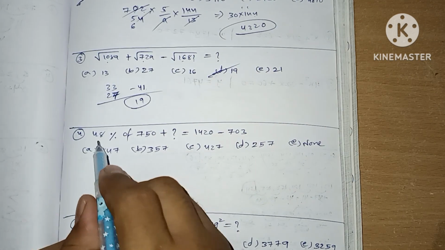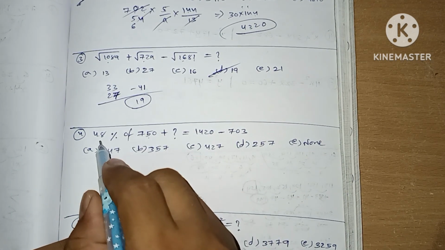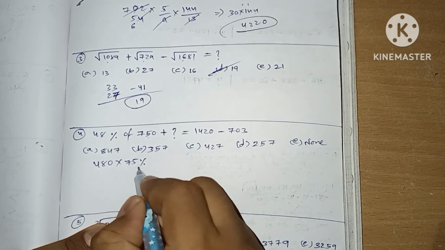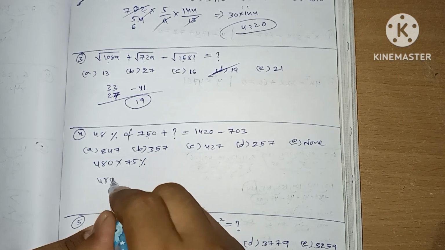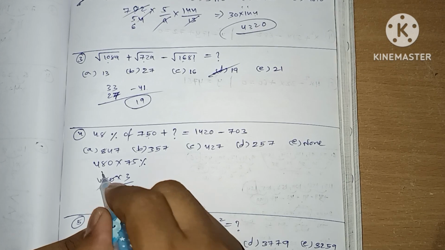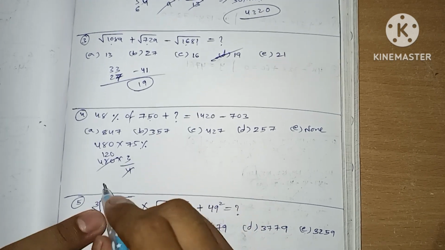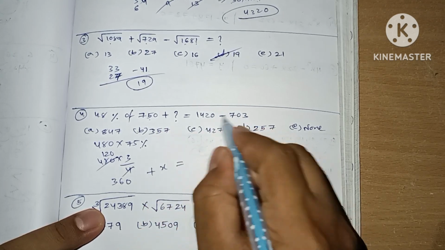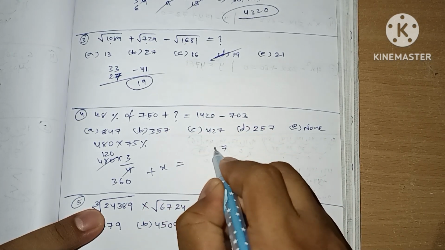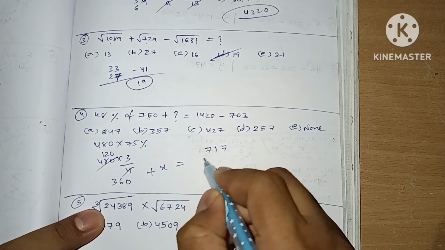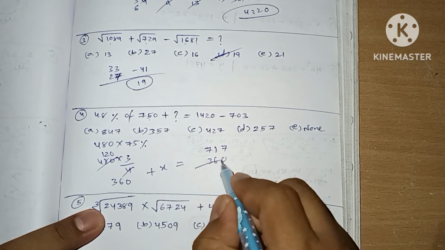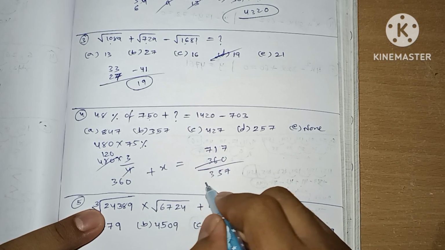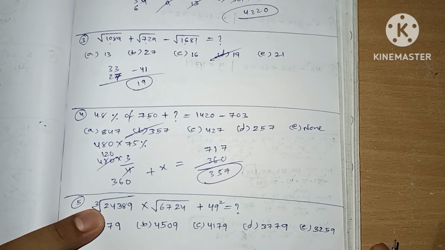Next, fourth one. 48% of 750. Instead of this one, I'll write this as 480 into 75 percentage. 75 percentage is nothing but 3/4. 3/4 means 4 120 times 3, 3 times 120 will be 360. 360 plus x equals to 717, minus 360, we get 357 is our answer. Option B is our answer.